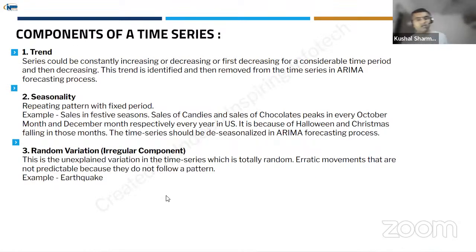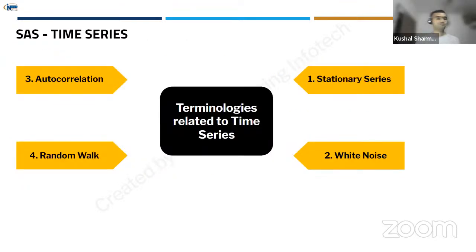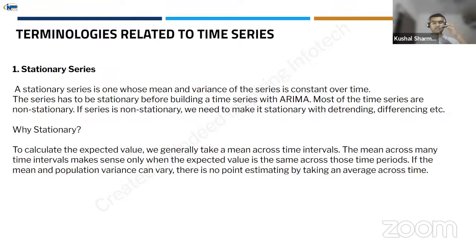So this is unexplained variation in the time series, which is totally random, erratic movements that are not predictable because they do not follow any pattern. Earthquake is an example of it. Okay, that is random. Some terminologies also let us discuss. These terminologies are autocorrelation, stationary series, white noise, and random walk. Let us try to understand stationary series first. Let us begin with that.